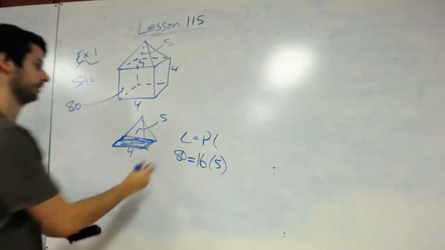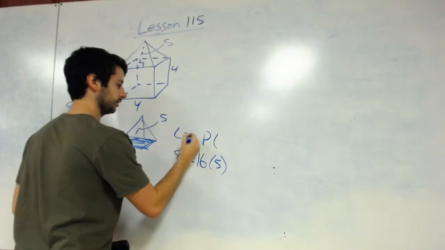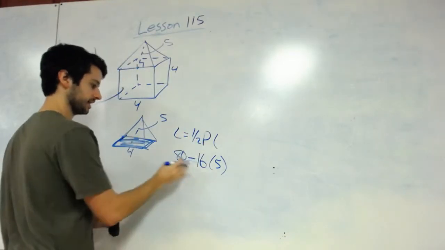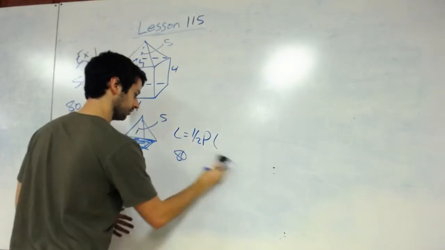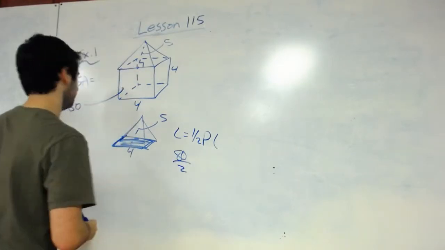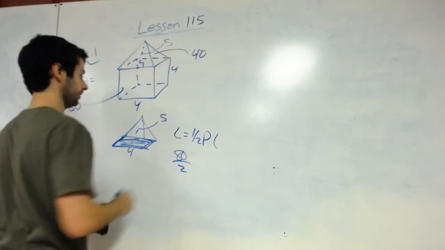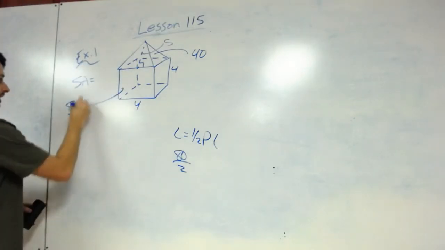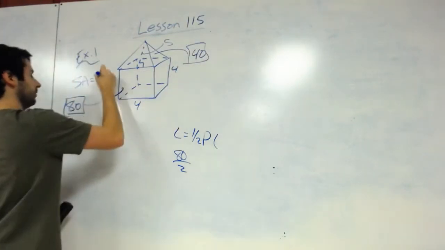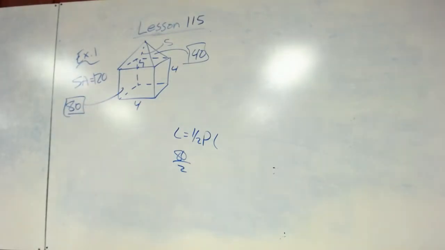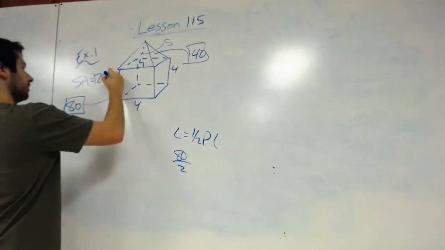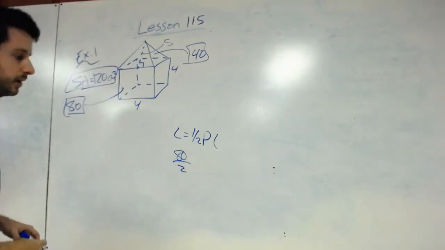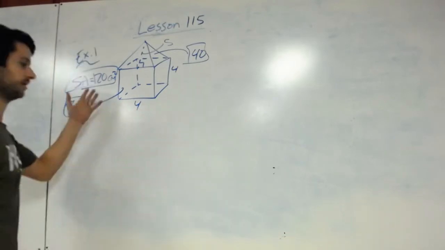Sorry, it's 1/2 perimeter times slant height. My bad. 1/2 perimeter times slant height. So that's 80. So then we got to divide it by 2. And we get, for this portion, 40. So now to find the overall surface area, we simply add 80, we add 40, and we get 120. And our unit is centimeters squared because it is area. So that is how you do composite figures and finding surface area.